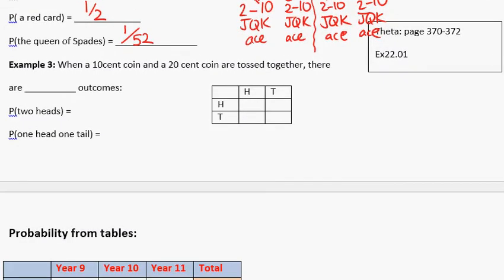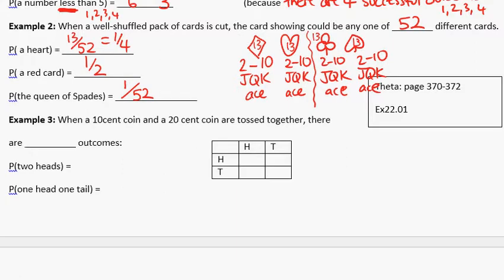Example number 3. A 10-cent coin and a 20-cent coin are tossed together. There are how many possible outcomes? Well, one way of listing possible outcomes is in a table. So for example, this might be the 10-cent and this might be the 20-cent. It doesn't actually matter. But what could happen is we could get a head on both, or a tail on both. We could get a head on this one and a tail on the other, or a tail and a head. So there are 4 possible outcomes.